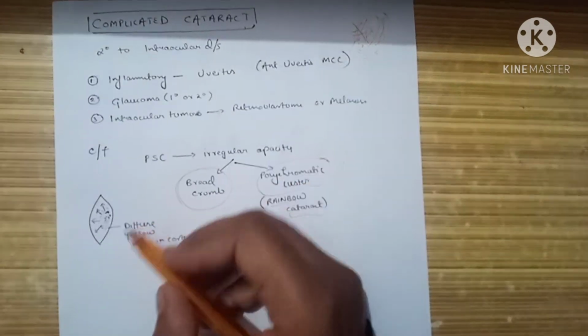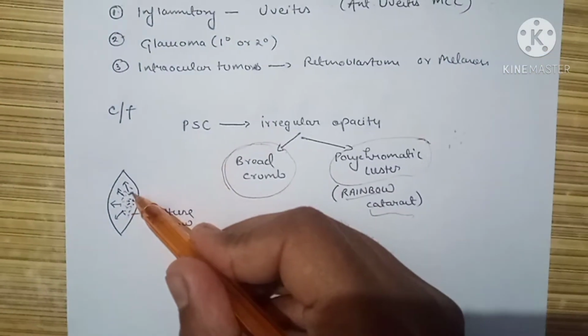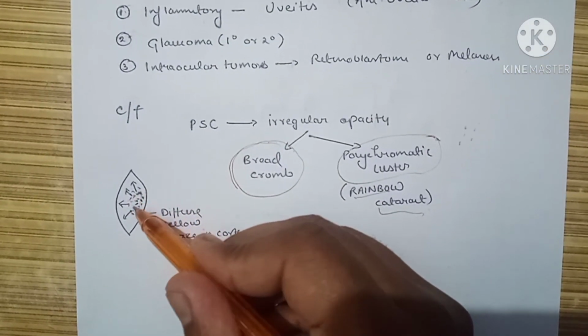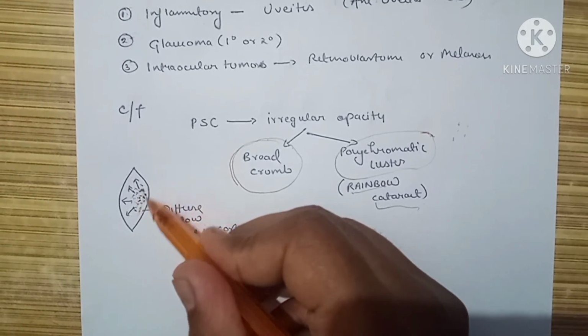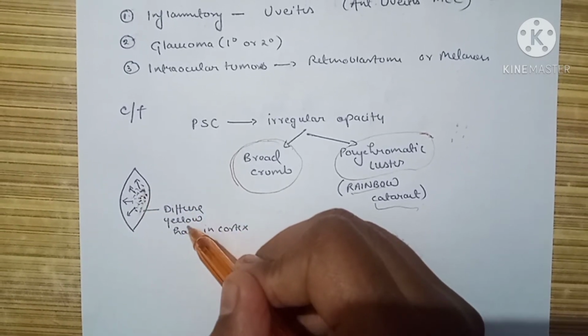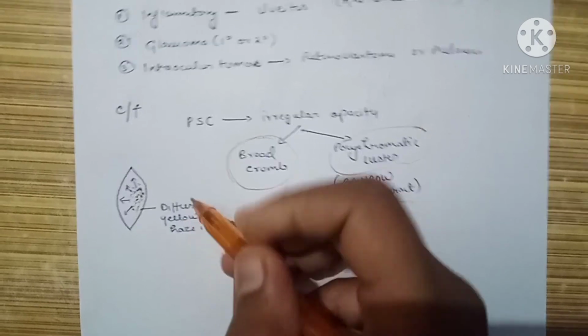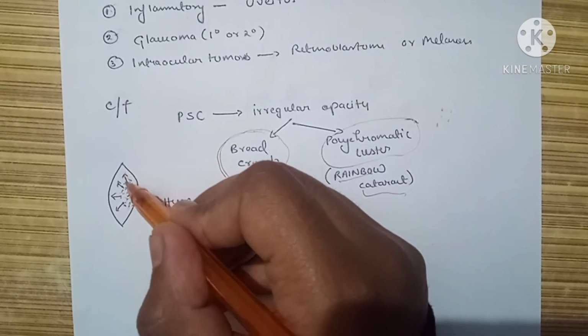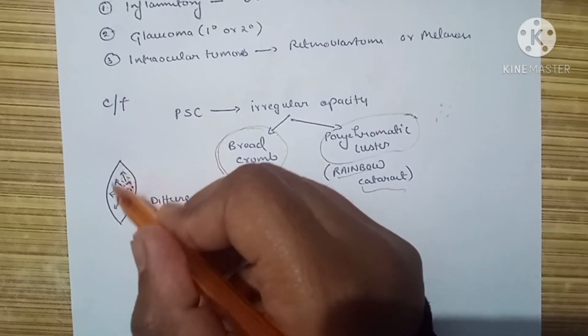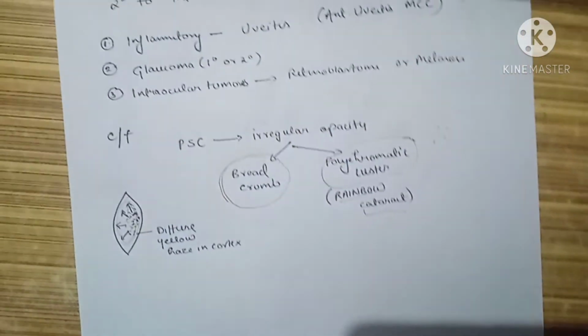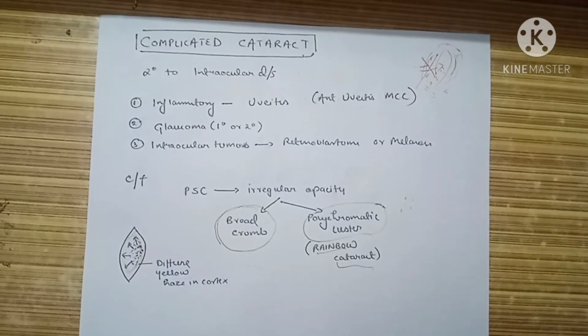The other feature being, if this is the posterior subcapsular cataract with a breadcrumb appearance, the posterior cortex has a diffuse yellow haze. And later on this complicated cataract spreads in all directions and makes the lens completely opaque. So this is what we needed to know about complicated cataract.